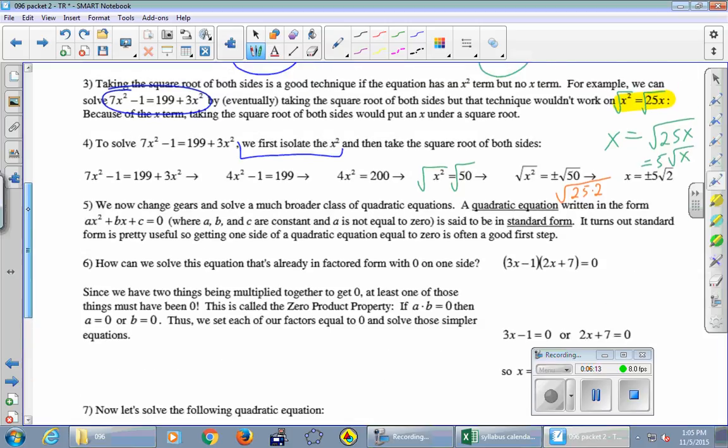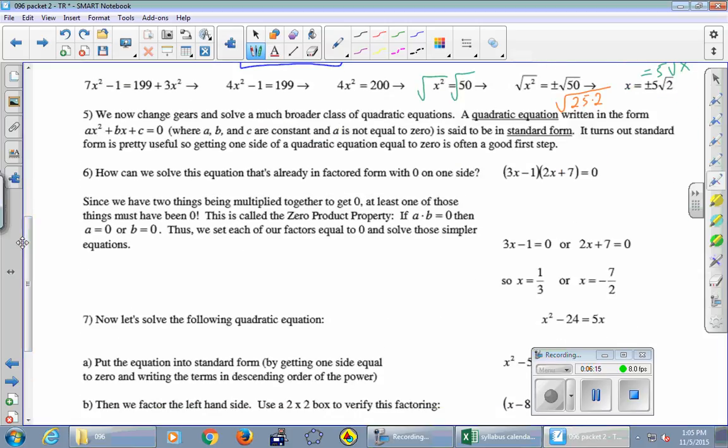First, some vocabulary here. Number 5, we now change gears and solve a much broader class of quadratic equations. I'm going to define that phrase right now. A quadratic equation is one that you can write as ax squared plus bx plus c equals 0, where a, b, and c are constant, and a is not 0. For example, this guy right here is a quadratic equation.